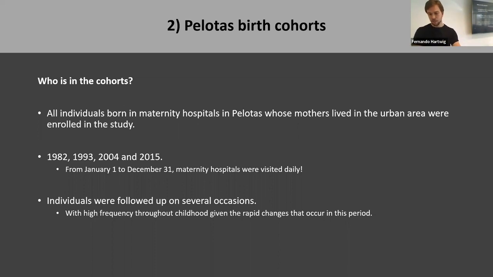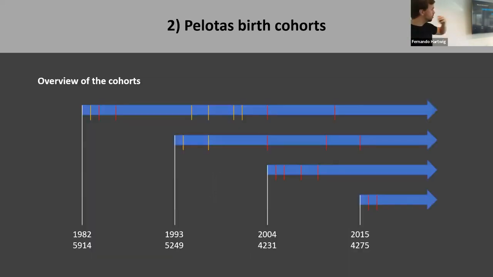And as in any birth cohorts, individuals were followed up on several occasions with especially high frequency throughout childhood, because a lot of things change very fast during that period. So it's useful to measure individuals very frequently during childhood. And here's just an overview of the cohorts. Here is the year, and below, the number is the sample size that we started at baseline. The number obviously goes down because natality rates are going down.